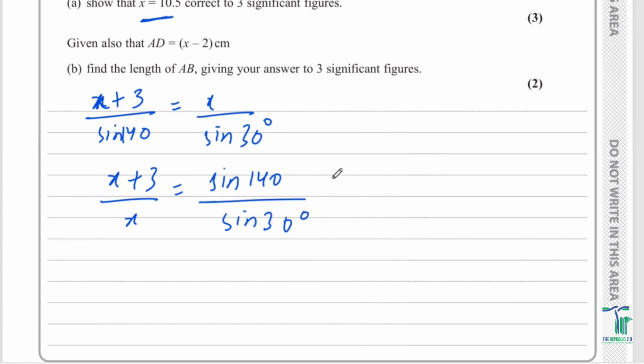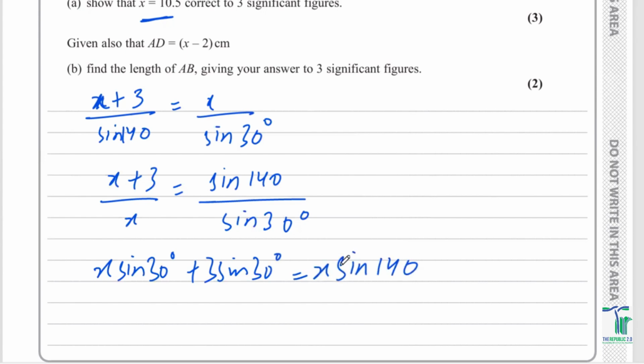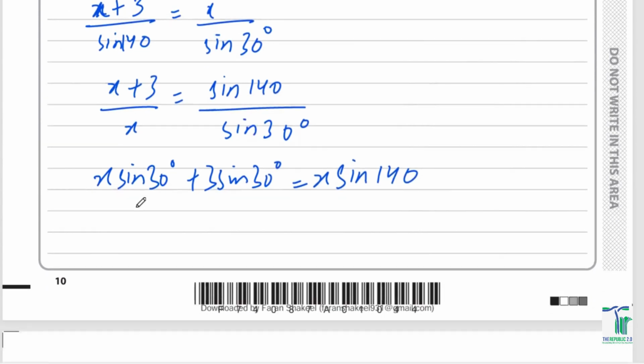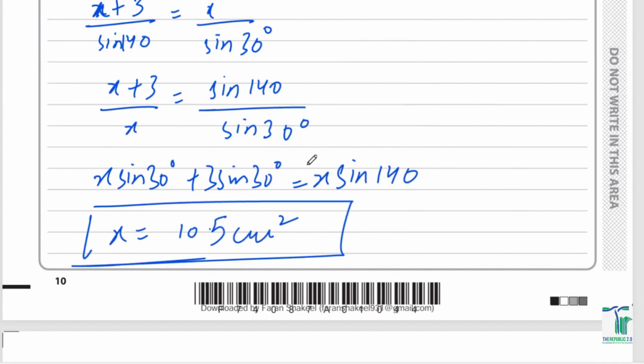So now you would have x sine 30 plus 3 sine 30 equals x sine 140, right? By solving it down, you bring the terms containing x together, and once you've got the terms containing x together, you can have the final answer, right? So your x has to be 10.5 centimeters.